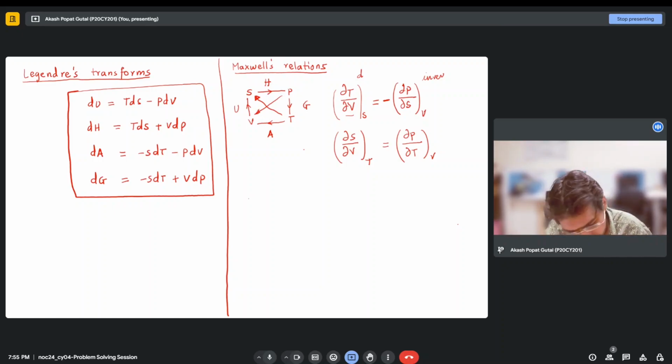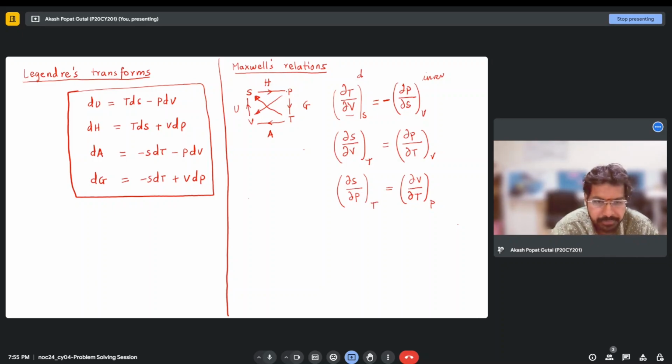If you do it for change in S and P, we can write the right hand side as del V by del T. The constants are P and T. Similarly, we will check. So V and T are directly proportional, and S and P again they are inversely proportional. So here we must include a negative sign.